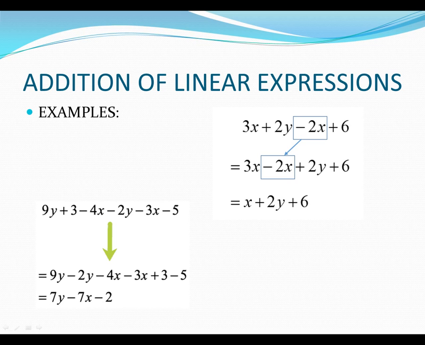So here is an example: 3x plus 2y minus 2x plus 6. If we want to add them, first of all we will gather the same variables as 3x minus 2x plus 2y plus 6. So this minus 2x comes here, and now 3x minus 2x equals 1x, and 1 is not written with the x because it is obvious that if there is nothing with the variable, its coefficient must be 1. x plus 2y will remain the same and 6 will remain the same.